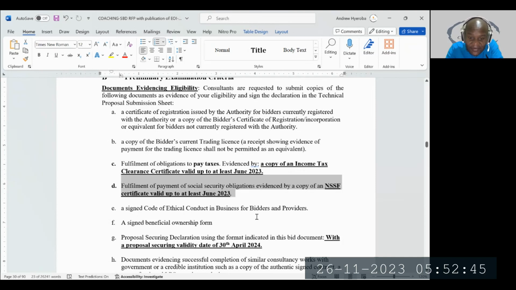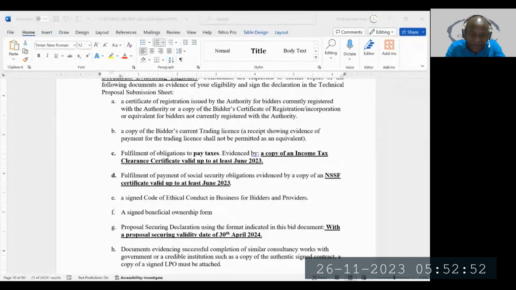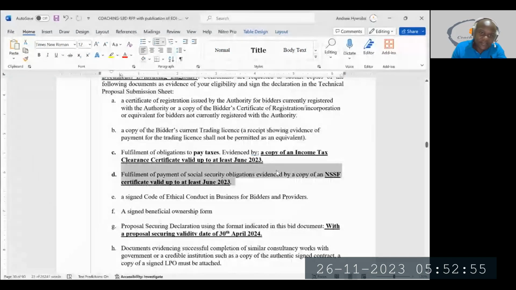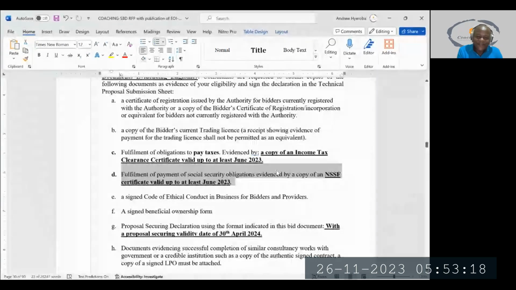The signed code of ethical conduct is required, and then a signed beneficial ownership form. If you are in the consulting business in Uganda, you know we recently updated our company documents, and there was a form we were supposed to fill called beneficial owners. That is also supposed to be printed and included as part of the bid. So yes, all these are requirements. If you haven't got them, start collecting them because time is running out.